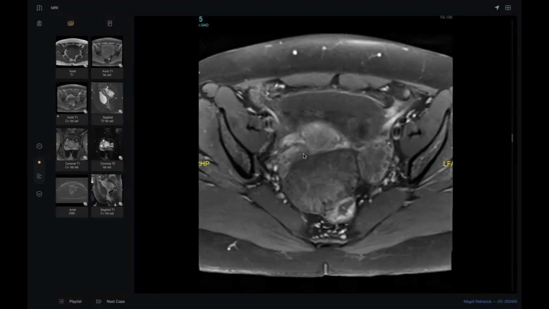How many blood supplies does the ovary have, one or two? It has a dual blood supply, from the uterine and from the ovarian arteries. Okay, thank you, doctor, so much.